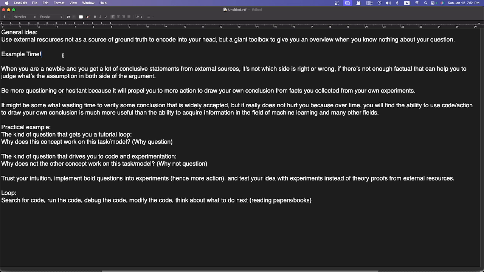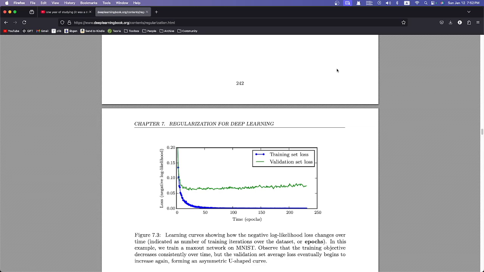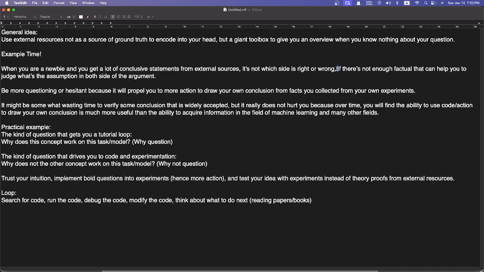But as a newbie, you cannot really take on those conclusions as they are. So what I'm arguing here is, when you are new to the field and you get a lot of conclusive statements from external sources, it's not about which side is right or wrong. Neither side is right or wrong. You haven't seen the full picture. There is not enough factual knowledge to help you judge which side is wrong, because there isn't enough debunking of their assumptions.